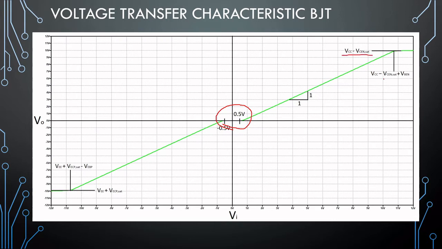and the maximum input and output is described here. So the maximum output is still just the rails minus the saturation. The maximum input is the rail minus the saturation plus the VBE voltage of the transistor, so the on voltage.